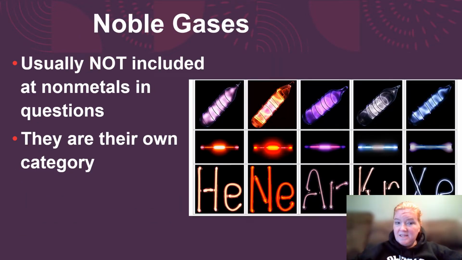Now, the noble gases usually were not included in nonmetals when we're talking Regents questions, because it will say, like, which of the following is a nonmetal? And there will be a nonmetal, and then there will be a noble gas. So essentially it's saying don't pick the noble gas as an example of a nonmetal because it's not reacting, okay? So they're kind of in their own category.